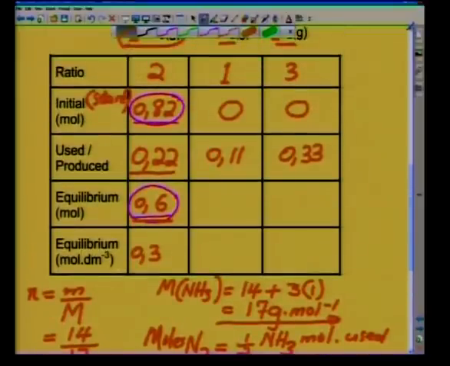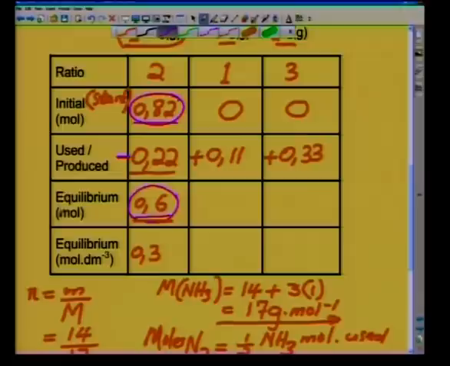This one is plus, it's what is added. This is also plus, it's what has been formed. But this one, the 0.22, is what has been used up, so we can put a minus here for it. So minus 0.22. That's the way you would want to work it out to see actually what is happening.